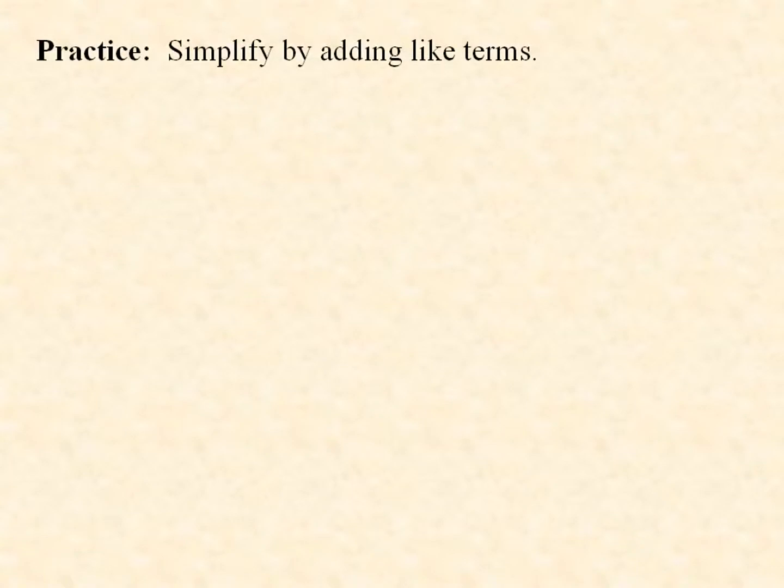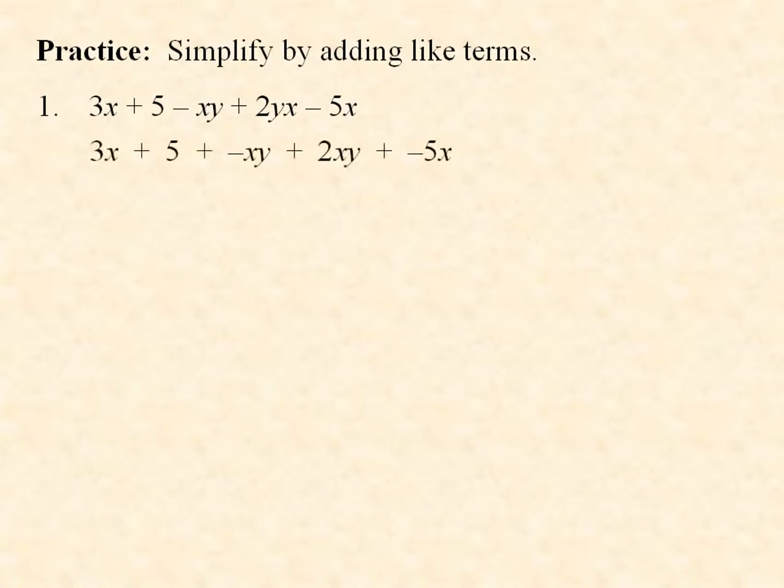Let's practice this. Simplify each expression by adding like terms. Number 1. 3x plus 5 minus xy plus 2yx minus 5x. Let's first write this as an addition problem, and let's put each term in alphabetical order, the variables. So that gives you 3x plus 5 plus negative xy plus 2xy, making them alphabetical there, plus negative 5x.